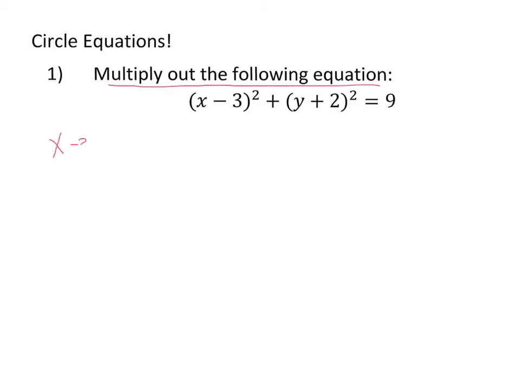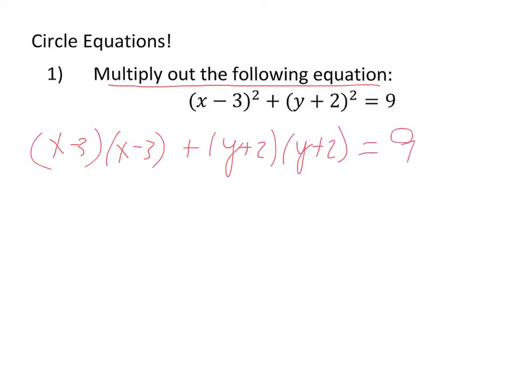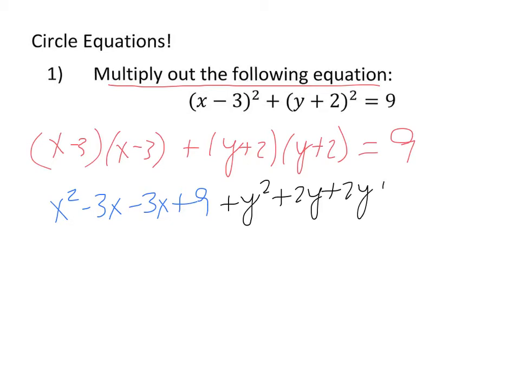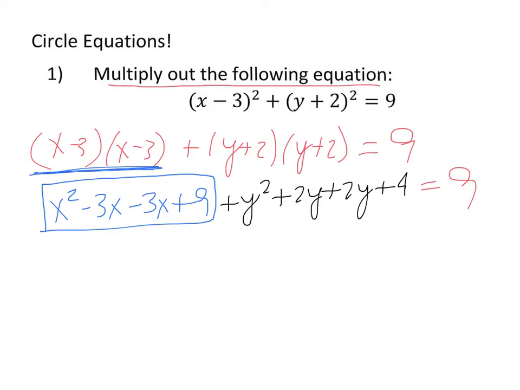So we're going to do x minus 3 times x minus 3 plus y plus 2 times y plus 2 equals 9. And from here we're going to get x squared minus 3x plus 9. And for the other equation, we're going to have plus y squared plus 2y plus 4 and equals 9. So notice that in the blue, I have this part of the equation that's coming from x minus 3 times x minus 3. And in the black, I have this part of the equation, and that's coming from y plus 2 times y plus 2.